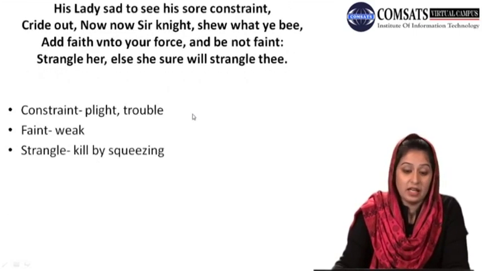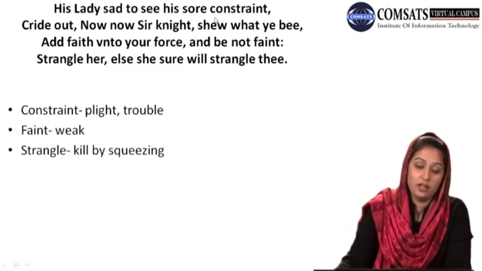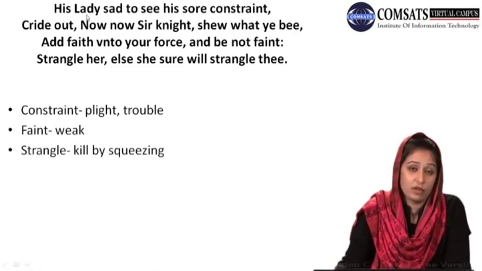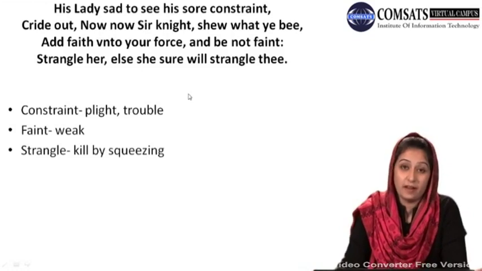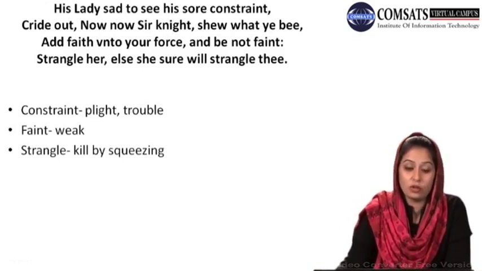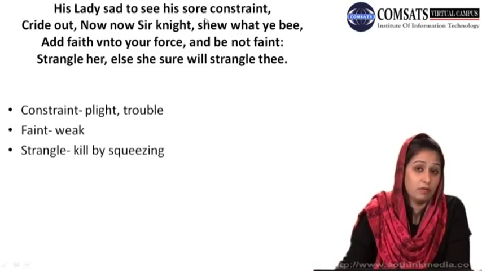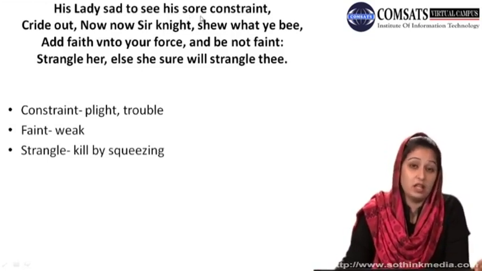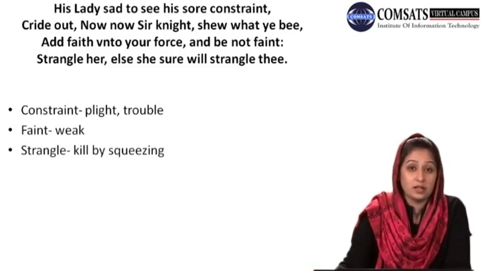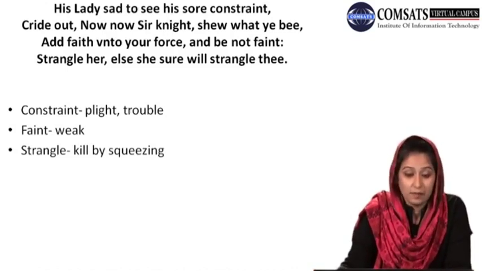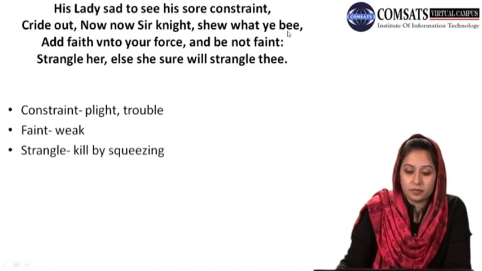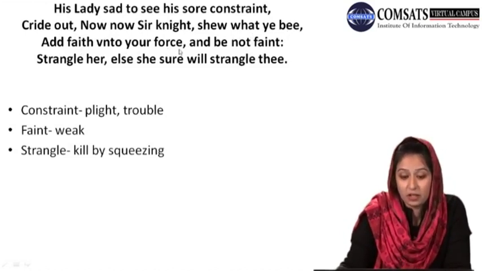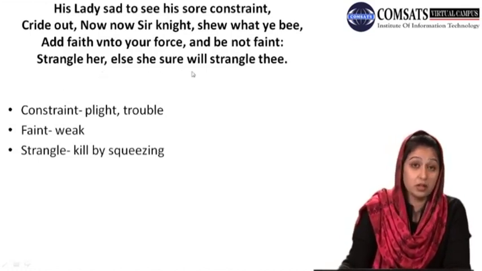His lady, sad to see his sore constraint. Now Lady Una, his lady here refers to Lady Una, sad to see his sore constraint. Sore constraint is the trouble, the suffering. The lady was also sad. She also, when she looked at this condition in which the knight was caught by the monster through his tail, all encircled by the knots of the tail, cried out, "Now sir knight, shew what ye be, and faith unto your force, and be not faint. Strangle her, else she sure will strangle thee."